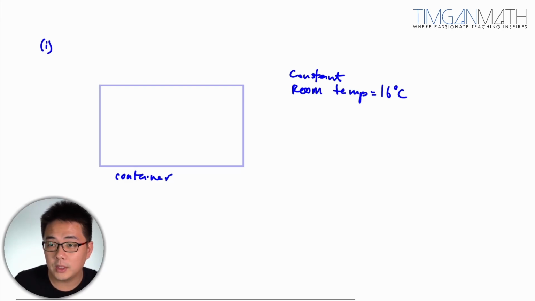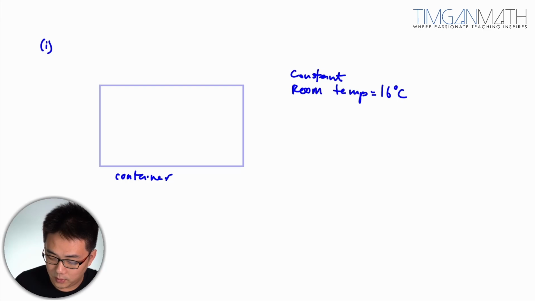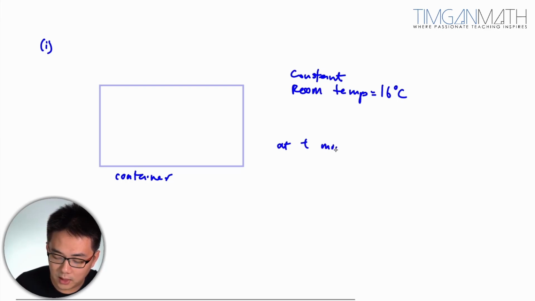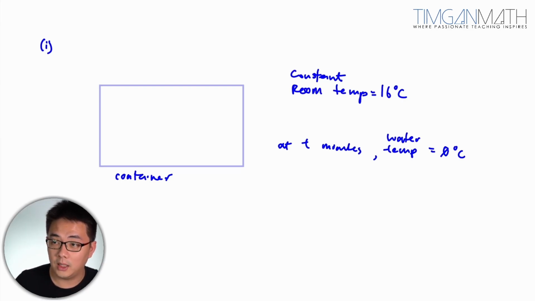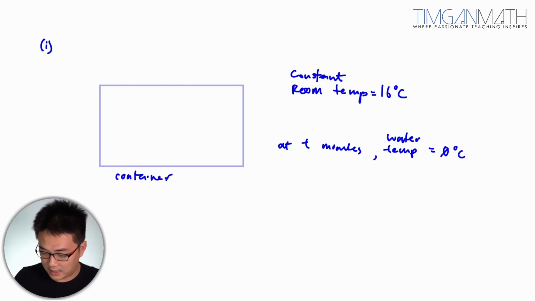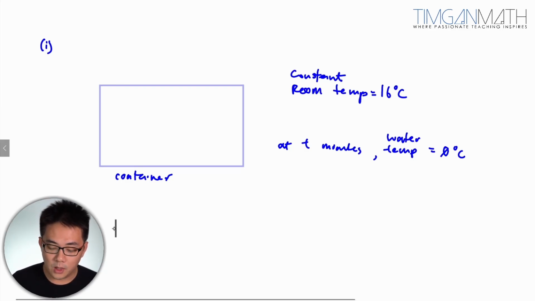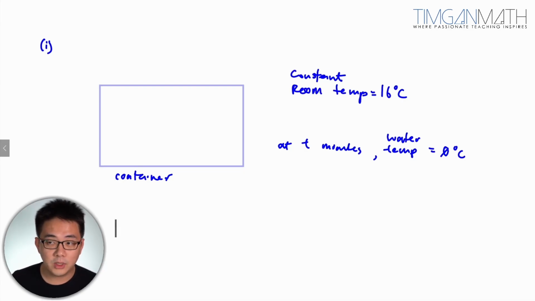So then, after T minutes, you know that it will be a function. The water temperature will just be theta Celsius. Okay, so that's one. Then the temperature decreases at a rate proportional to the difference between the temp. Okay, this sentence here is actually important. So let me just type out this sentence here and try and understand this. The temperature decreases at a rate proportional to the difference between the temperature of water and the temperature of the room.